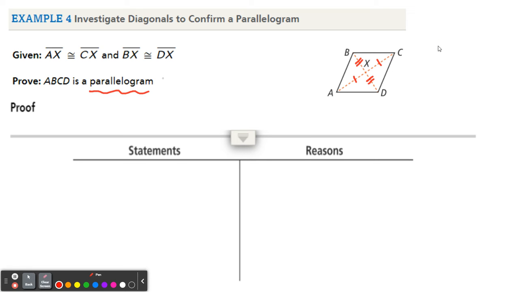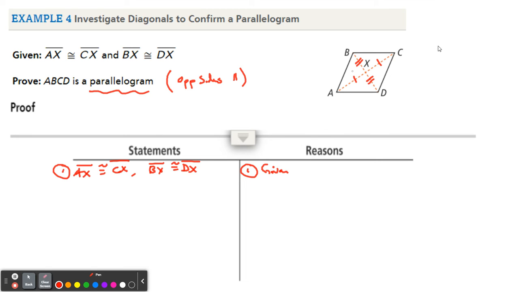Again, we're going back to the definition. A parallelogram has opposite sides parallel. So we need to show both pairs of opposite sides are parallel. And again, the way we do that is by using angle pairs from our parallel lines topic. All right, so we have our statements and reasons here. I always like to start with the given. So my first statement is going to be that segment AX is congruent to CX, and segment BX is congruent to DX, and that is given to me.